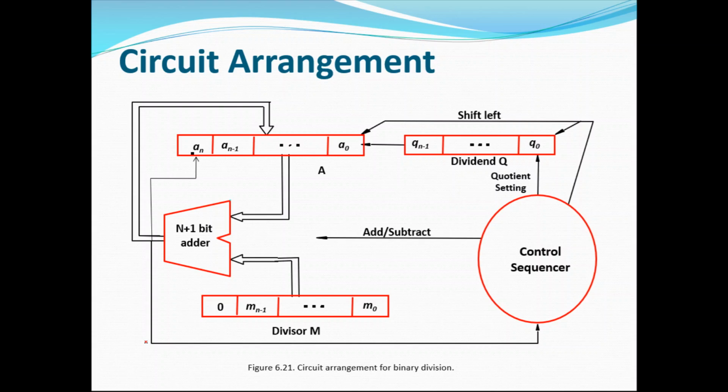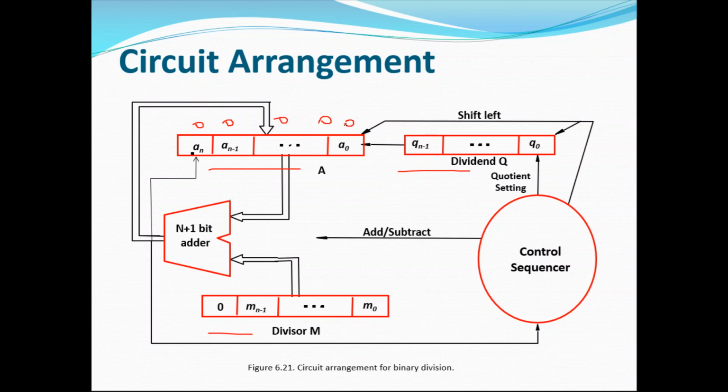This circuit is very similar to the sequential circuit which we discussed for integer multiplication, so everything is the same. Only thing is that the carry part is not there. Here also we use 3 registers: register A, Q, and register M. Register M will be holding the divisor initially, and register Q will be holding the dividend. A will be initially cleared to 0.